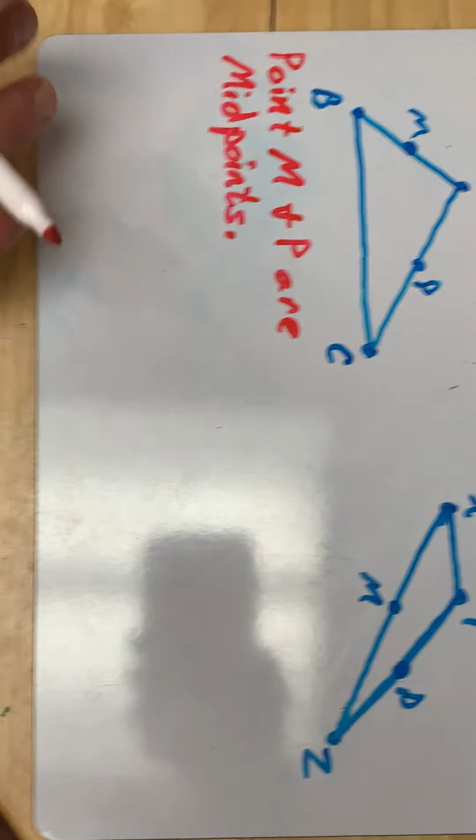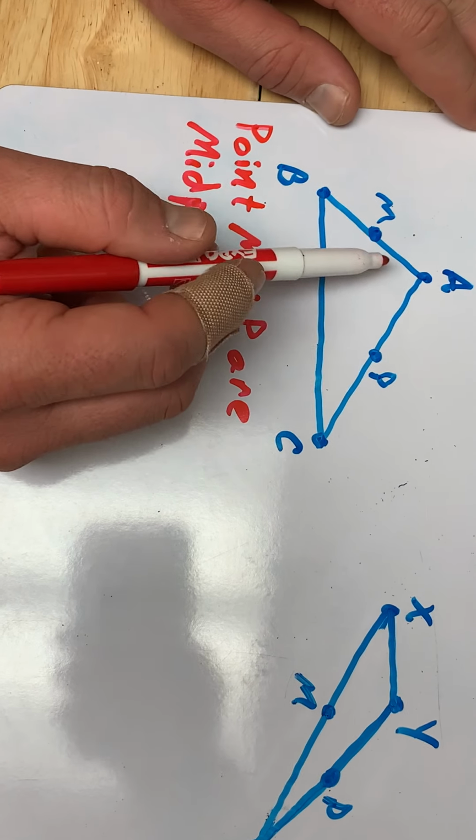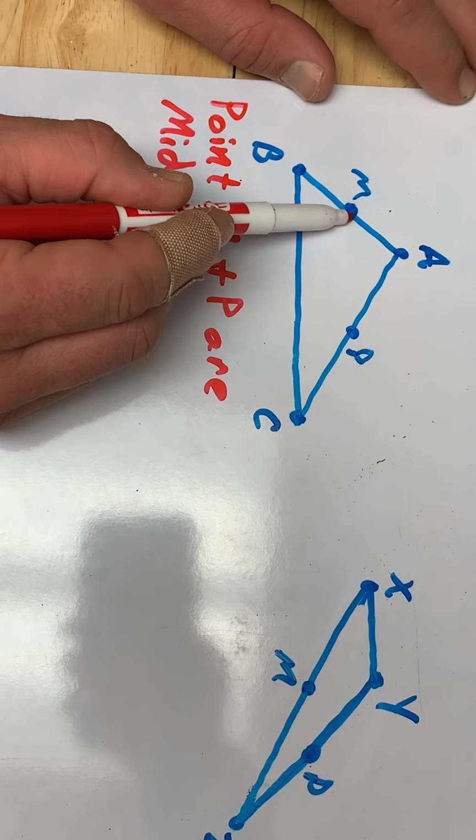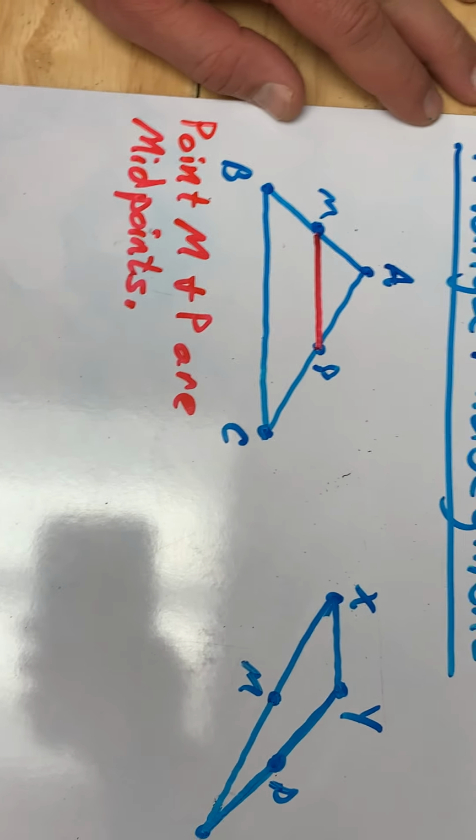That's why I choose M and P for midpoint. All right, the line segment that connects those two midpoints is called a triangle midsegment. Okay, so what does that mean?